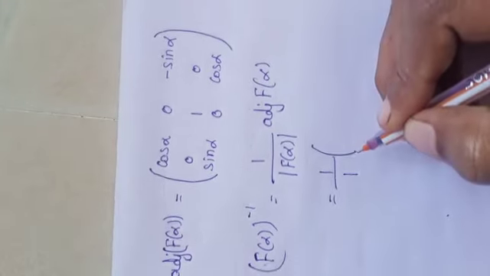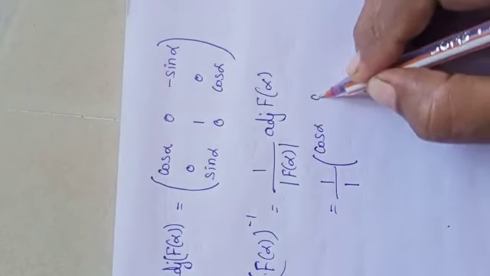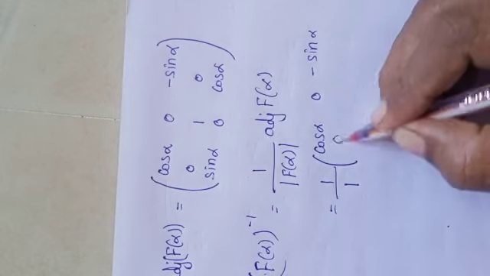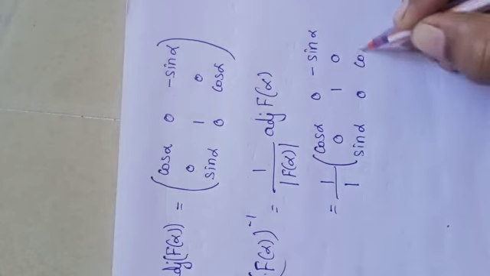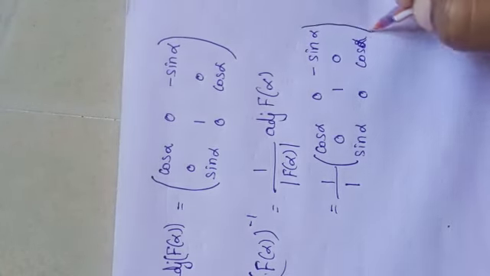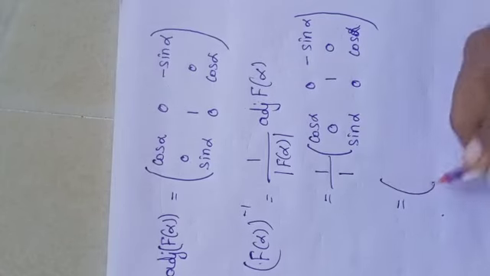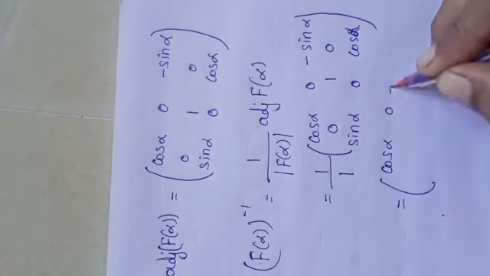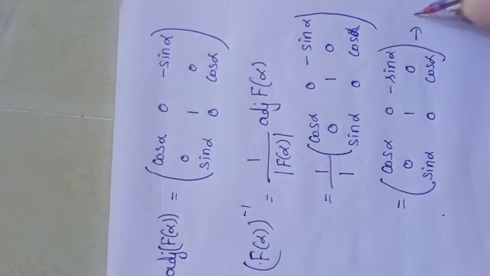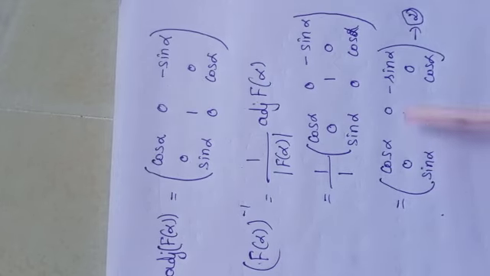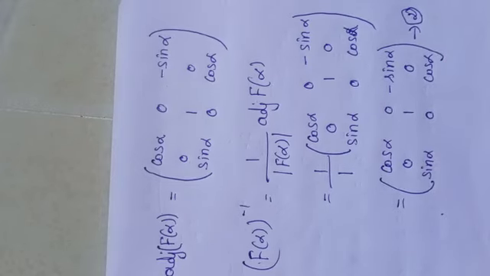Now adj f of alpha, that is cos alpha 0 minus sin alpha, 0 1 0, sin alpha 0 cos alpha. So 1 by 1 is 1. So we may get again the same answer, cos alpha 0 minus sin alpha, 0 1 0, sin alpha 0 cos alpha. So we have to keep it as equation number 2. Now we have to check 1 and 2. This is cos alpha 0 minus sin alpha, 0 1 0, sin alpha 0 cos alpha. This is equation number 2.